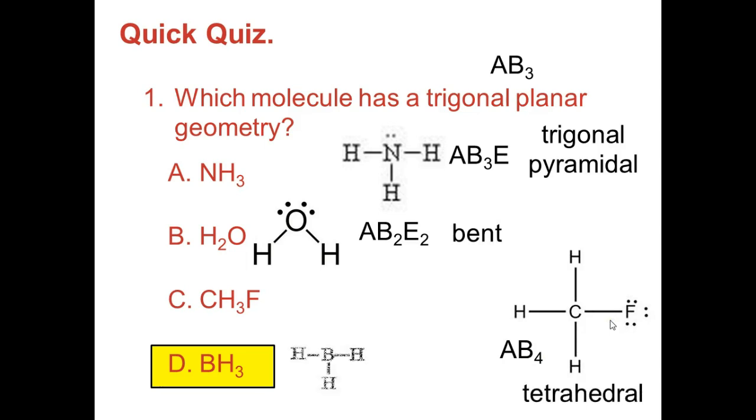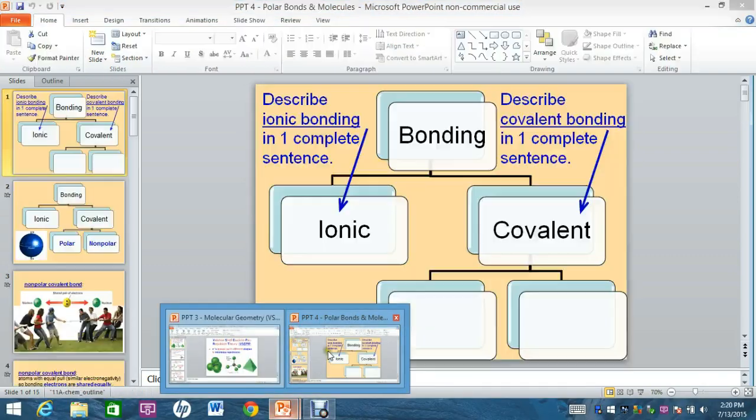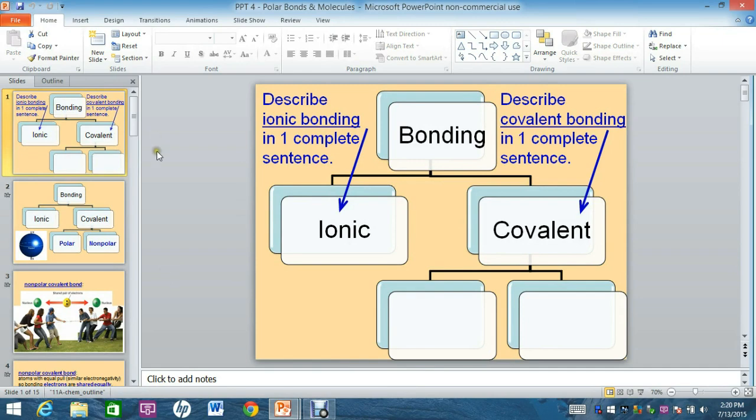And then we have the last compound, BH3, so we have 3 hydrogens bonded to this 1 boron. The weird thing about boron is it only needs 3 bonds to be satisfied, so that's why it does not have a lone pair, and so that forms a trigonal planar shape. And that is it for this part. Now we're going to be talking about polar molecules and their bonds.